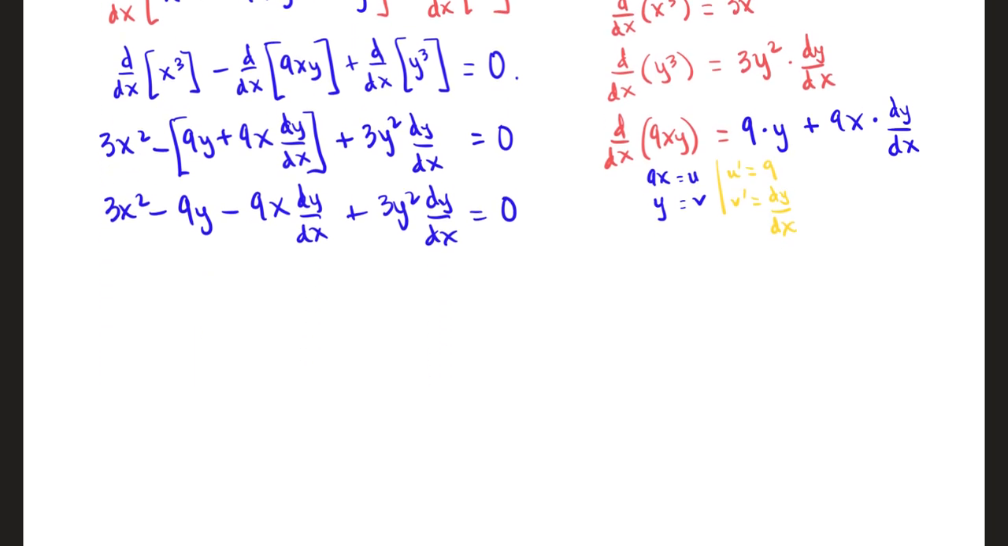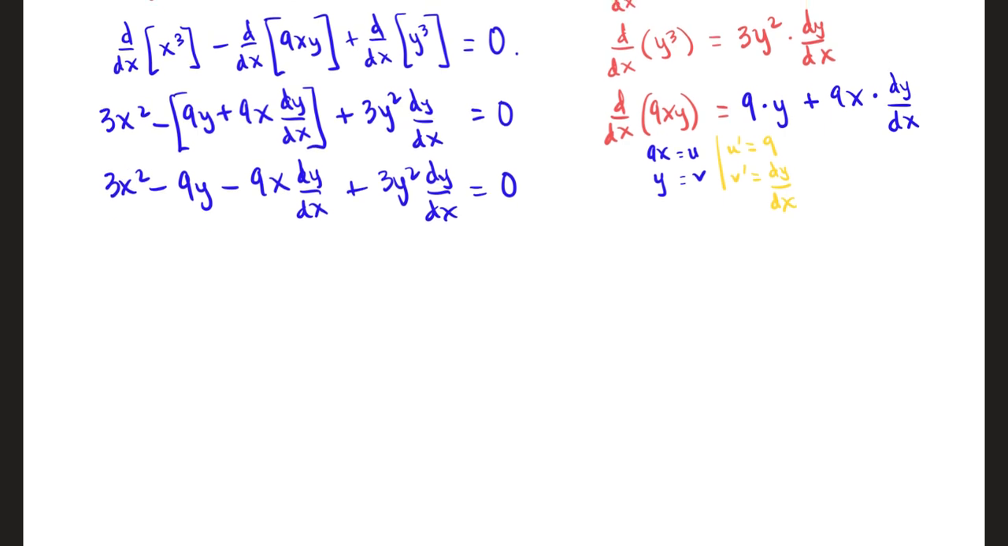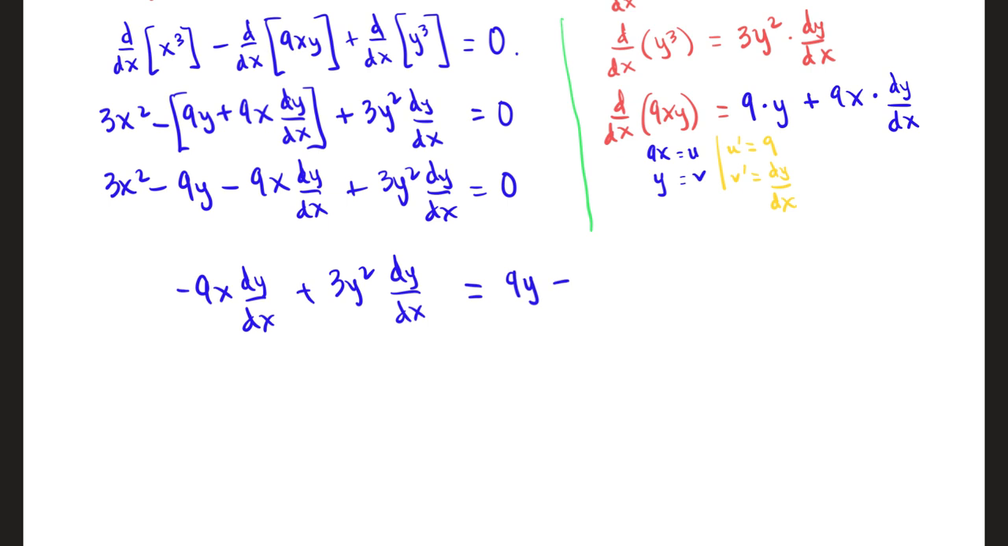The next step in implicit differentiation is to keep all the terms with dy/dx on one side of the equation, the left side. And so we will keep negative 9x dy/dx plus 3y squared dy/dx on the left hand side, and everything else we move to the right side. Any term without dy/dx, we move to the right side. And so negative 9y on the left becomes positive 9y on the right. Positive 3x squared becomes negative 3x squared on the right.